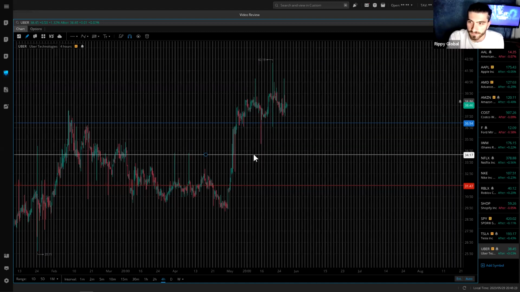If you want to catch the gap fill to 34 a share, that's perfectly fine. But you have to realize that gap down is literally almost a $3 drop from what I see at 37 a share. If you want to play that, you can.